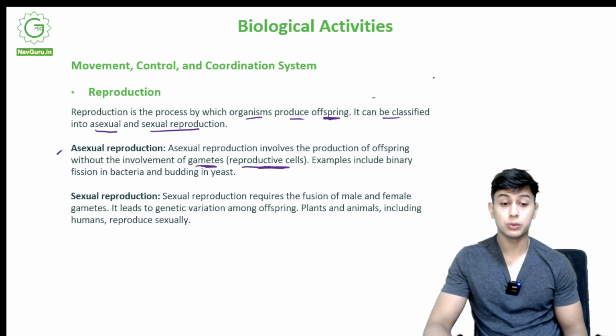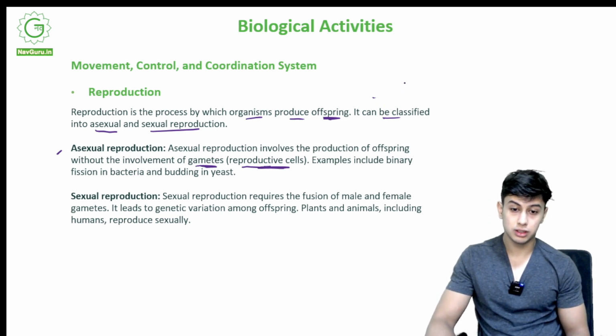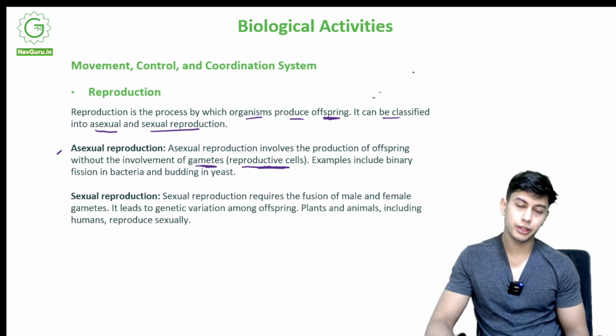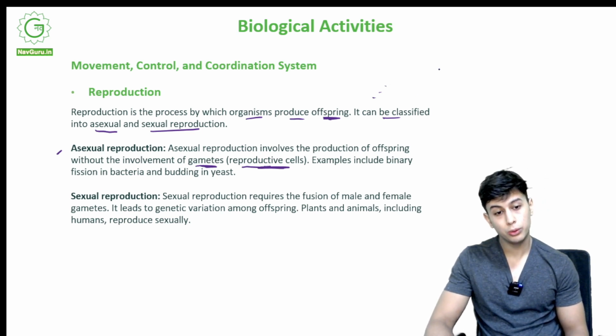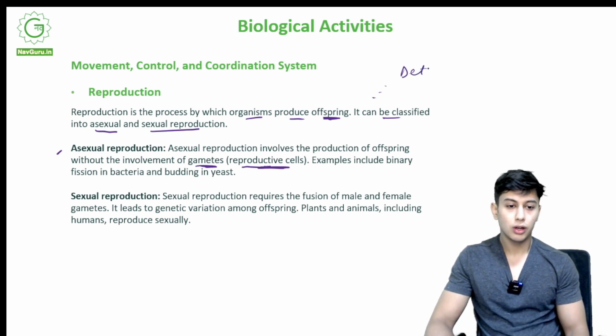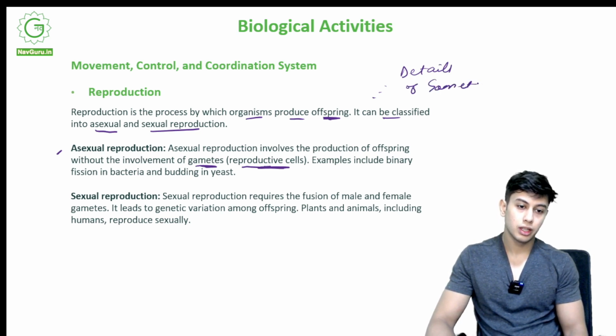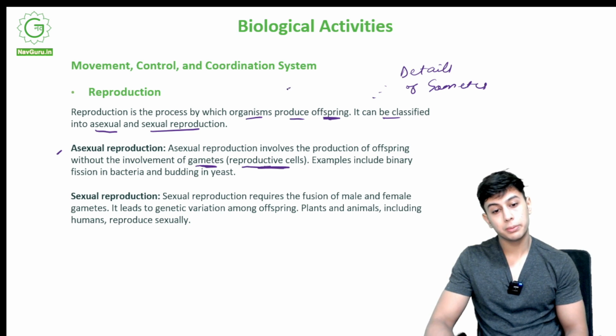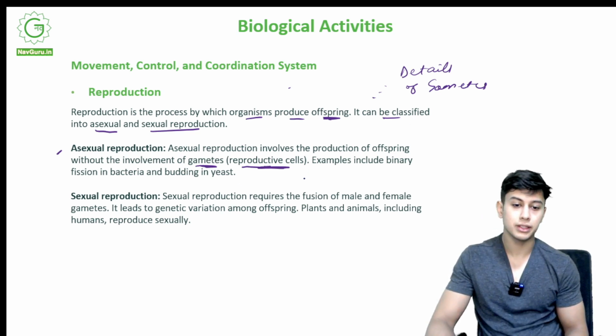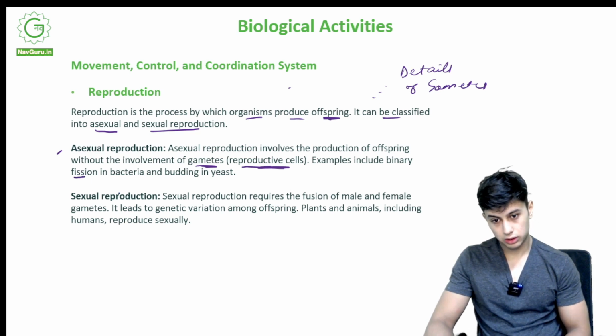So male will produce one gamete and female will produce another gamete, and we will come into the details of gametes later. But in asexual reproduction there are no gametes involved. Examples include binary fission in bacteria and budding in yeast.